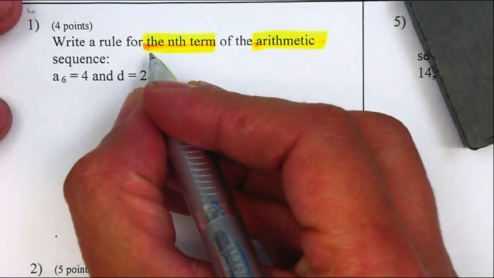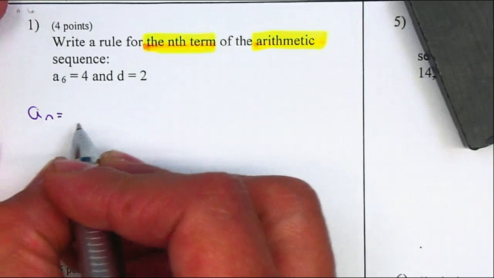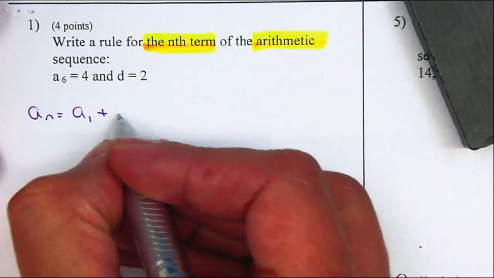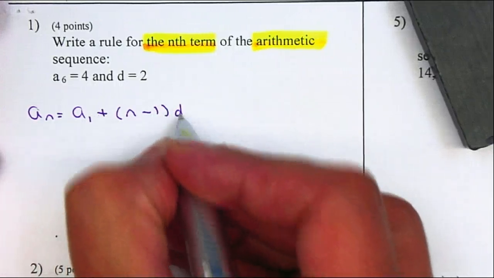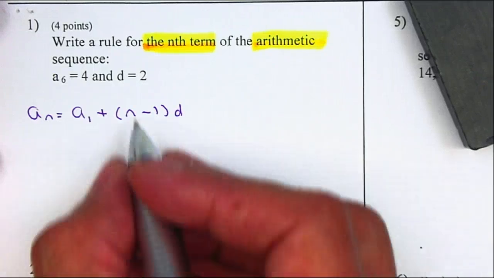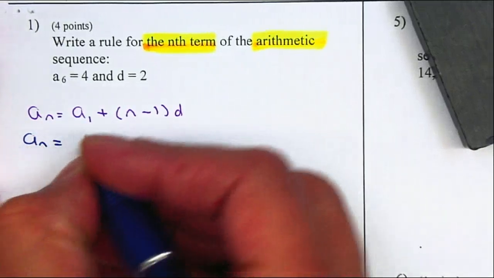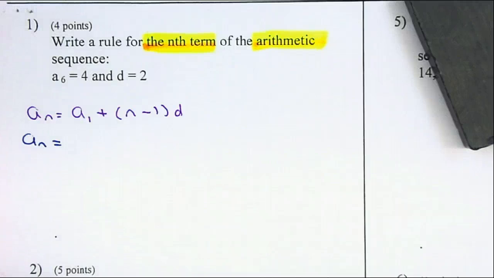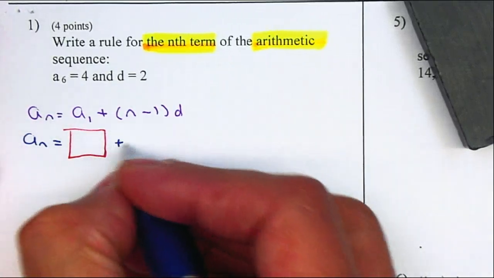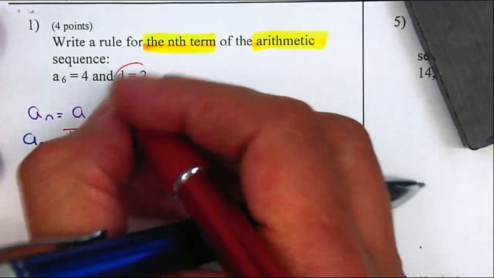N term, so it'll be a sub n, and a sub 1 is arithmetic, so it'll be a sub 1 plus n minus 1 multiplied by the difference. And I'm just going to plug in the information that they give me. So I know the difference is 2. So it gives me a sub n is equal to a sub 1. Do I have a sub 1? No. So therefore I'm going to have to find a sub 1, plus n minus 1 multiplied by the difference, which is 2.